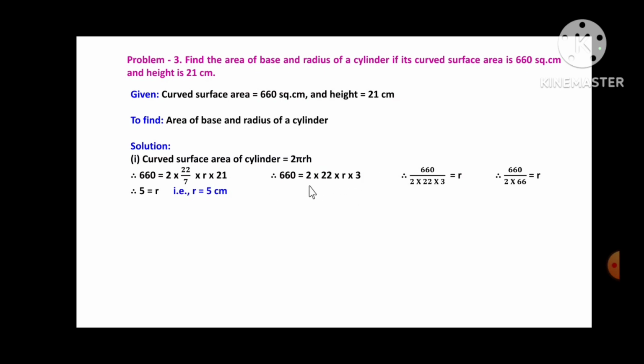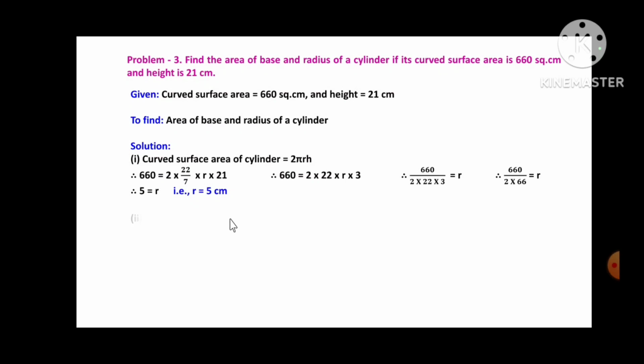Therefore the right hand side 2 into 22 into 3, that we will bring to the left hand side, it would go to the denominator. Therefore 660 upon 2 into 22 into 3 is equal to r. Here the product of this will be 2 into 66. 660 upon 2 into 66 is equal to r. 66 and 660 division is possible. Here we will carry the division. 66 ones are 66 and 66 tens are 660. So here 10, again 2 is possible. 2 ones are 2, 2 fives are 10. So 5 is equal to r.